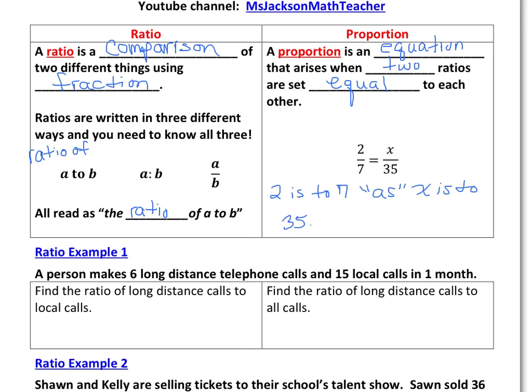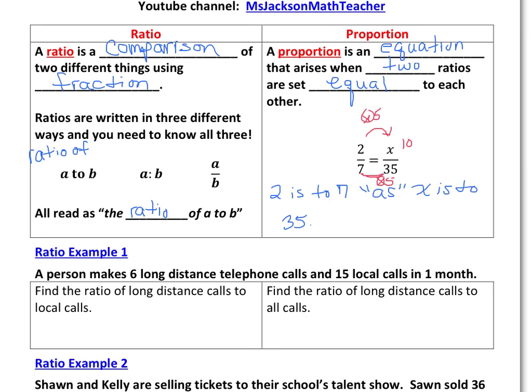All right, now let's take a look at how we could solve for that unknown. Well, if we didn't know the cross products property yet, or we didn't remember it, we can look at what we need to do to get from 7 to 35. Well, we can multiply by 5. If we multiply the bottoms there by 5, then we would have to multiply the numerator by 5. So 2 times 5 is 10. And we would call those equivalent fractions. 2 sevenths is equivalent to 10 35ths.